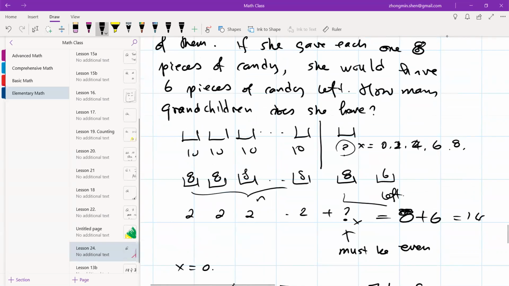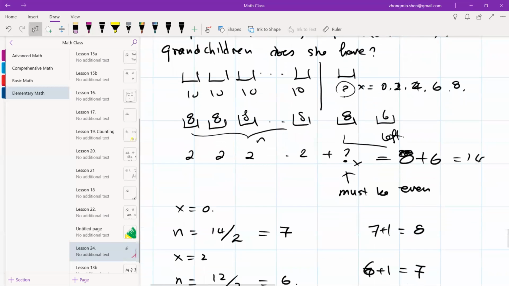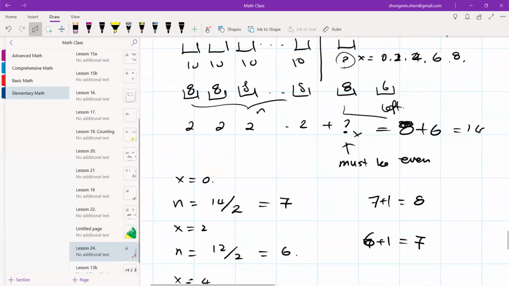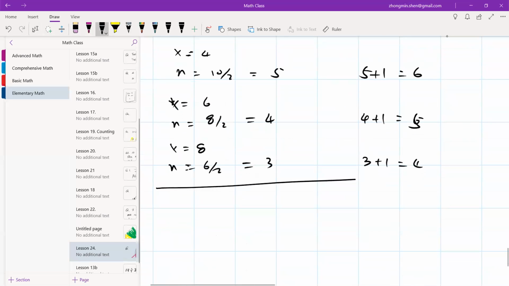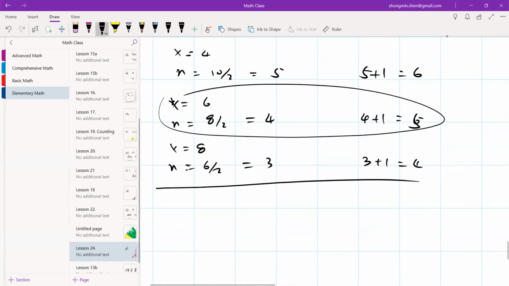That's it. Actually, there are 5 solutions here, and all of them are possible. Let's look at the second case. Why is it possible? Just look at this case.